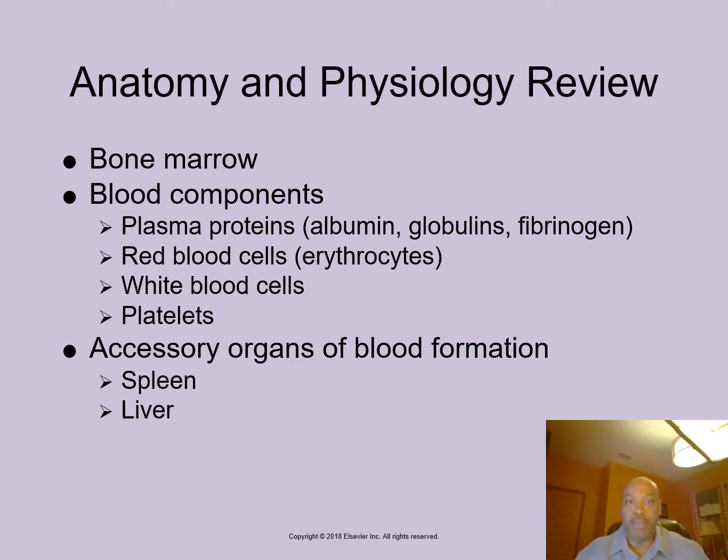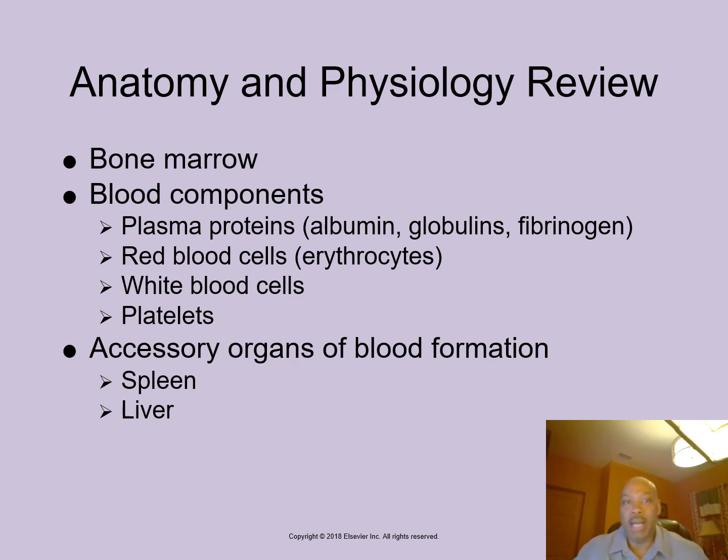As far as blood components, blood contains plasma as well as cells. Our plasma is extracellular fluid that is similar to the interstitial fluid that is found between tissue cells, but it actually contains more proteins. Now, there are three main types of plasma proteins.